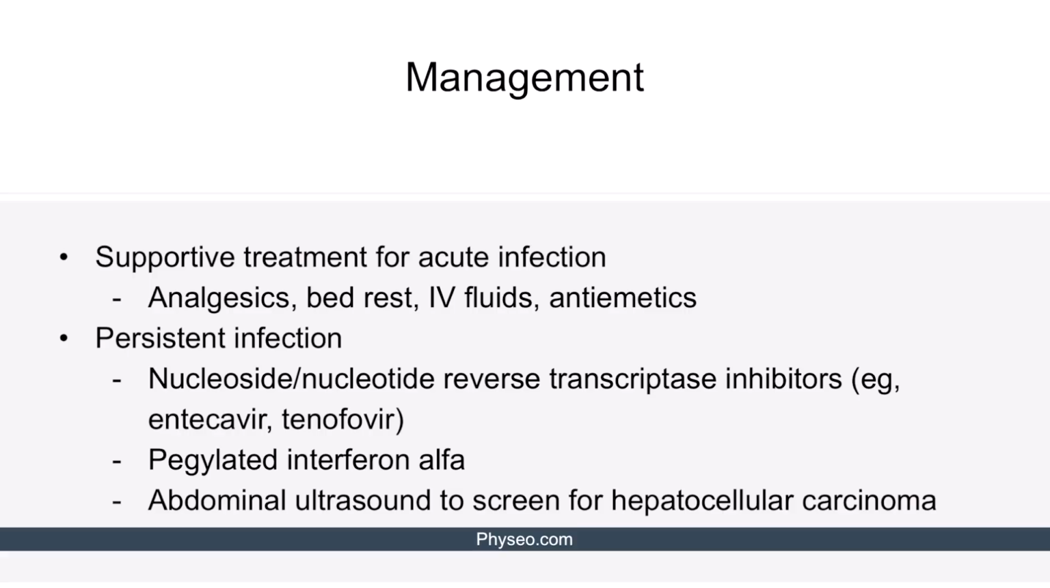All right, now let's move on to management. Just like with hepatitis A, an acute infection with hepatitis B is also managed by supportive treatment, such as analgesics, bed rest, as well as IV fluids and antiemetics as needed.